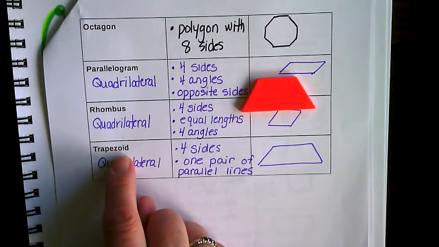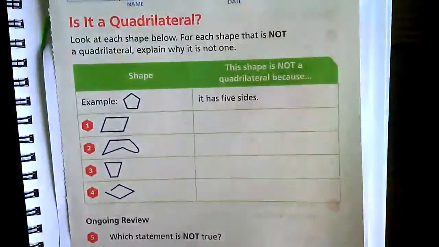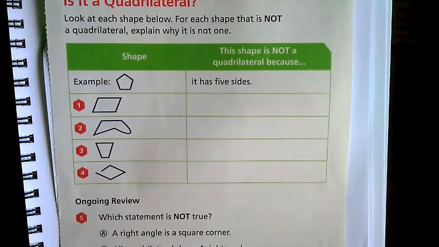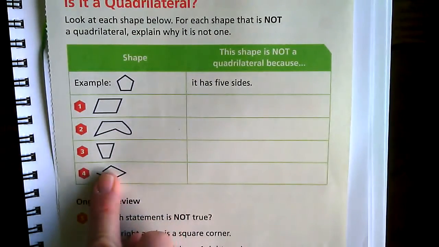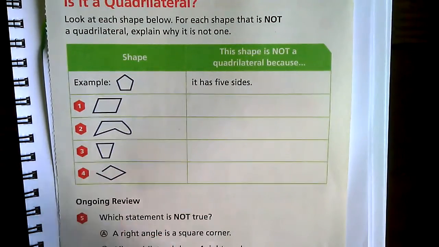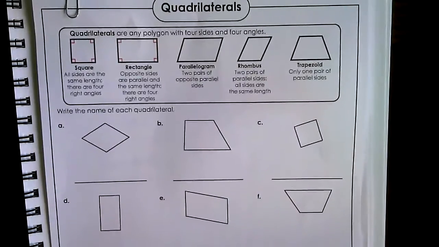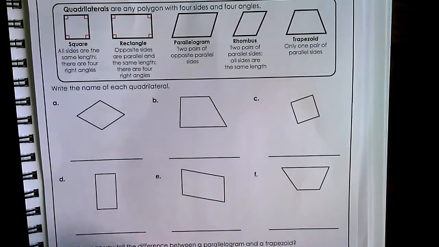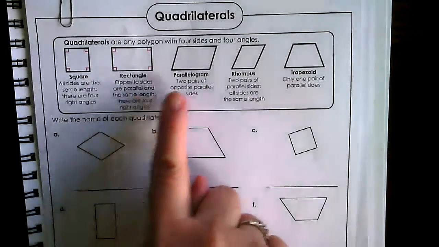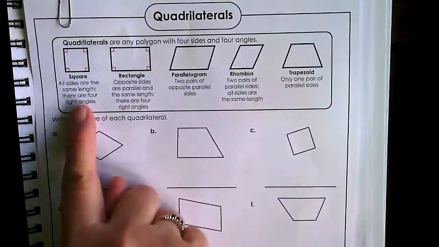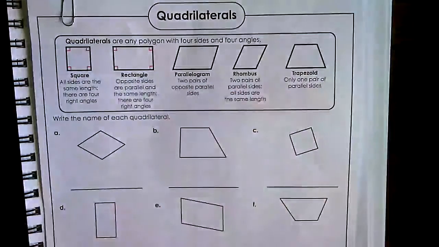For your work today on page 273, you'll be taking a look at this chart and identifying these shapes and saying if it's a quadrilateral or not, and if it's not a quadrilateral, why is it not a quadrilateral? Okay, that's one thing you'll work on. The second thing you'll work on is basic information about quadrilaterals. Identifying which quadrilateral is on the paper, using the box at the top to help you. The box has the characteristics of each type of quadrilateral. You could also use your notes to help you.